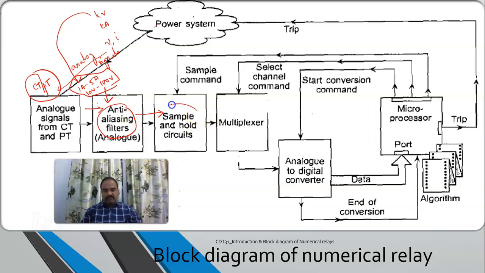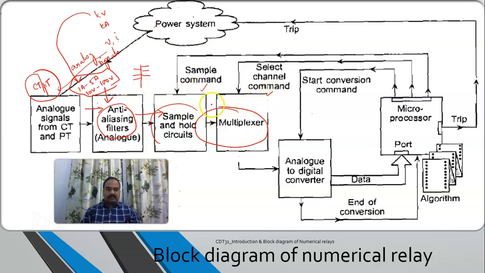The sample and hold circuits along with the multiplexer, because I will be getting too much data, right? Let us suppose if I take at least one bus, it may consist of so many feeders, right? So all this data may be coming here. This sample and hold circuit and multiplexer will help me in selecting the particular data which I am supposed to process. That job will be done with the help of sample commands and channel commands.